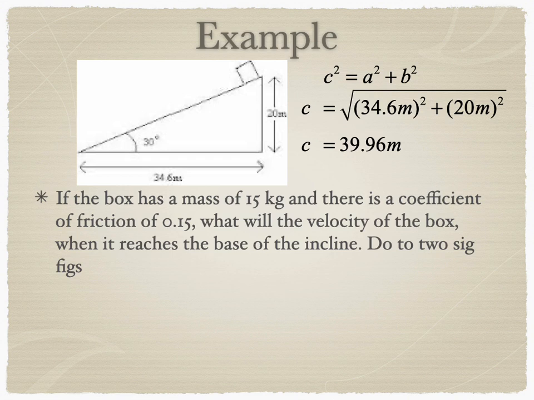Now we're on an inclined plane, so from our dynamics unit, we know our force normal is going to be equal to our force perpendicular. And our force perpendicular we could get by doing mg cos of theta. So our force of gravity times cos of our angle.